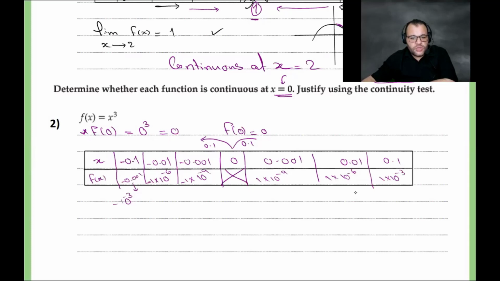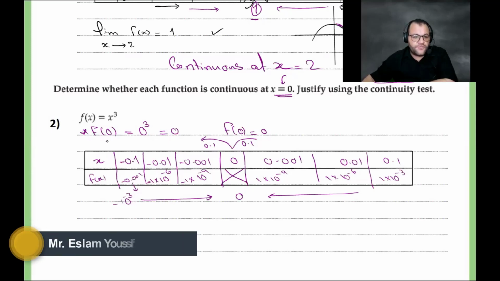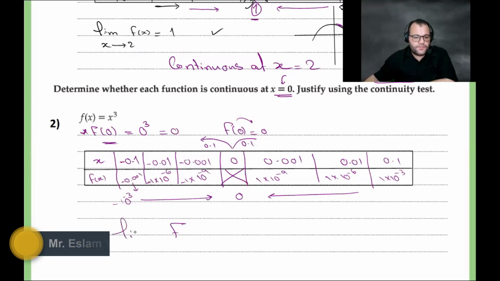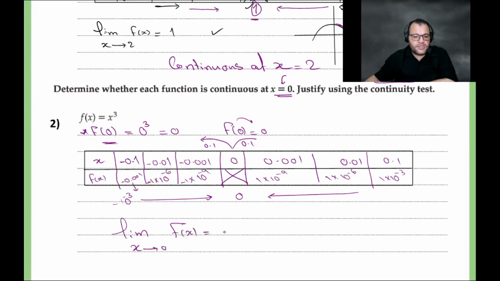So the answers now are closest. The number is decreased and closest to 0. The number is increased and closest to 0. It means there is a value for the function when x equals 0, and it will be 0. And the limit of f(x) when x is approached to 0, f(x) equals 0. You got the idea for this one?